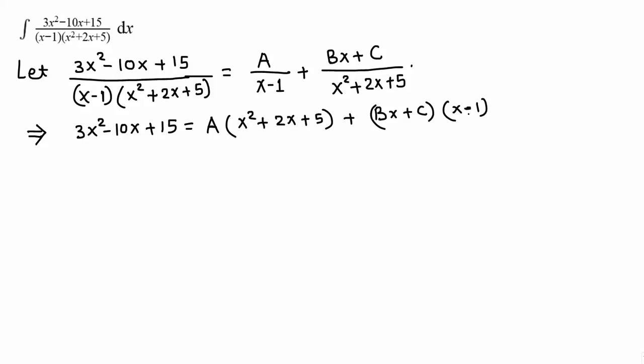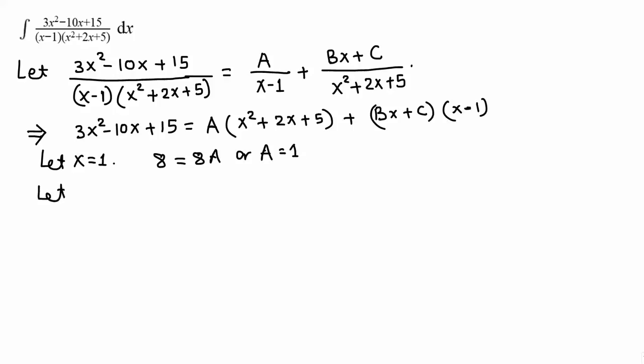Okay, so x − 1 becomes 0 for x = 1. So let x = 1, then we have 3 times 1² is 3, minus 10 is negative 7, plus 15, 15 minus 7 is 8. 1 minus 1 is 0, so 0 times this is 0, and 1 plus 2 is 3, plus 5 is 8, so 8A. Divide by 8, we get A = 1.